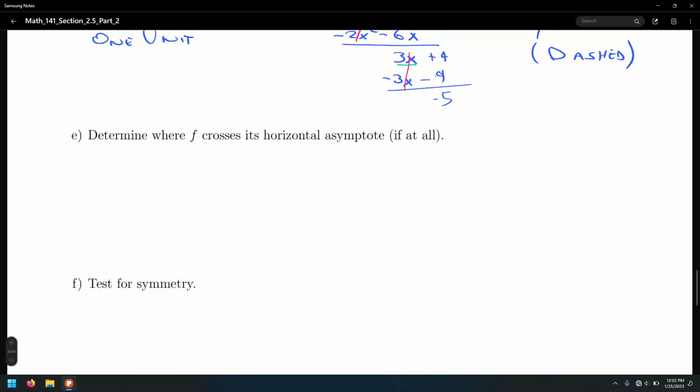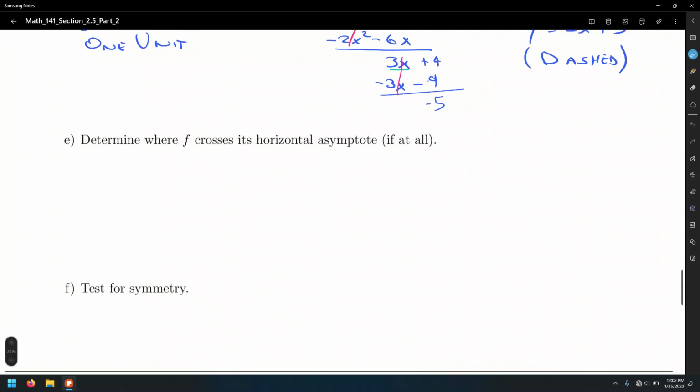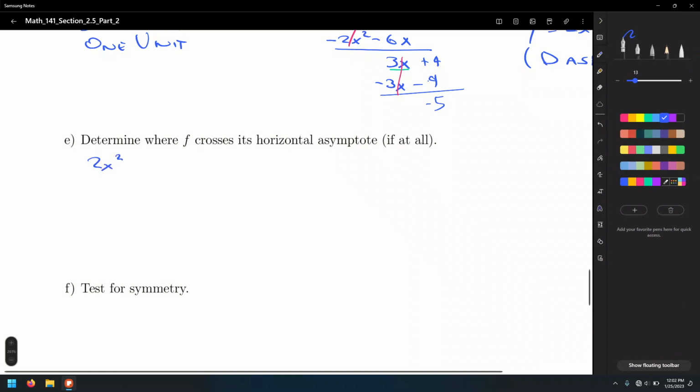For this all we have to do is set the original function, which is 2x squared plus 9x plus 4, the whole thing over x plus 3, equal to the value. In previous examples we set it equal to the numerical value of the horizontal asymptote, like set it equal to 2. Well, in this case we didn't have a horizontal asymptote to set it equal to.